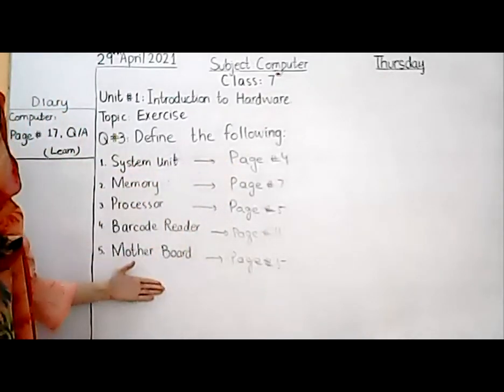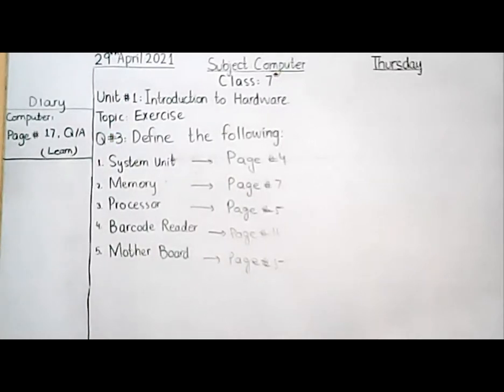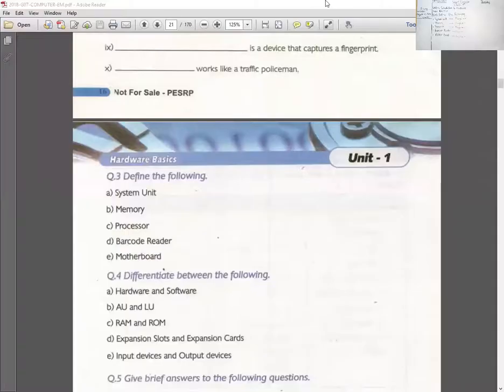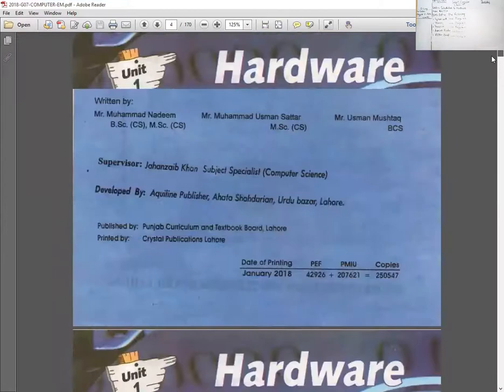Okay. I have written all the page numbers of the answers on the whiteboard. Everybody can take a screenshot. Now I'm going to mark those answers from the book. I am going to share my book and we can see what answers we have to mark. First of all, we will go for the definition of system unit, which is on page number 4. So let's move to page number 4.